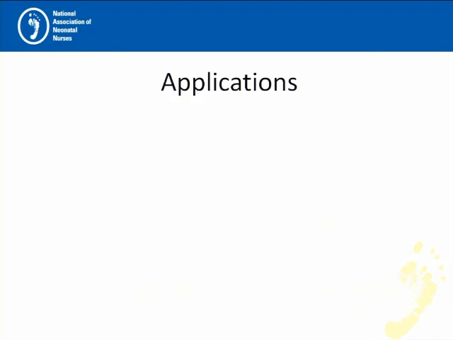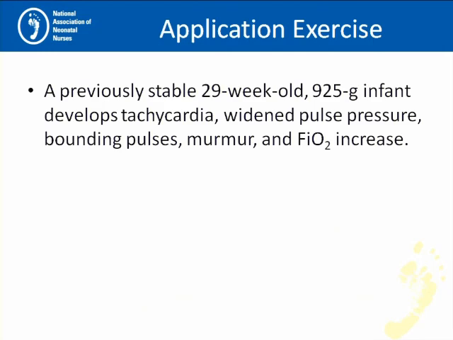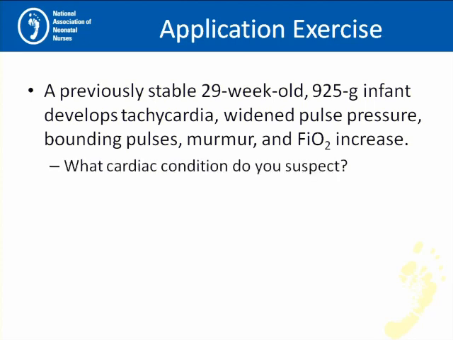Applications. A previously stable 29-week, 925-gram infant develops tachycardia, widened pulse pressure, bounding pulses, murmur, and an inspired oxygen increase. What cardiac condition do you expect? Patent ductus arteriosus. The incidence of patent ductus arteriosus is related to gestational age and birth weight.